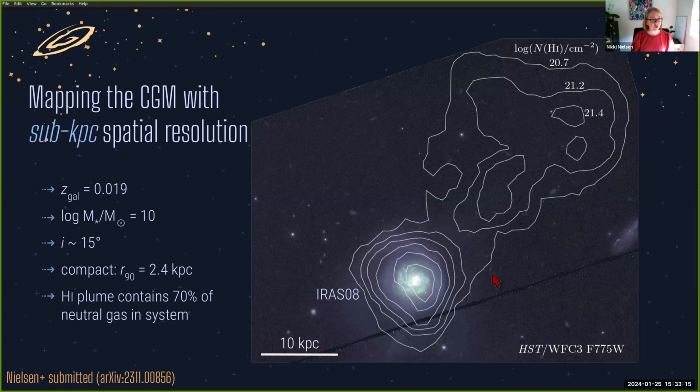Just to make sure everyone's on the same page, IRS-08 is a nearby starbursting galaxy. It has a redshift of 0.02 and a stellar mass of 10 to the 10 solar masses, so it's roughly an L-star galaxy. It is mostly face-on, with an inclination of about 15 degrees, and it's quite compact. 90% of its optical light is located within a radius of about 2.4 kiloparsecs. And I forgot to mention, but the H1 plume actually contains most of the neutral gas in this system, about 70%. So this plume contains more gas than the H1 within the galaxy itself.